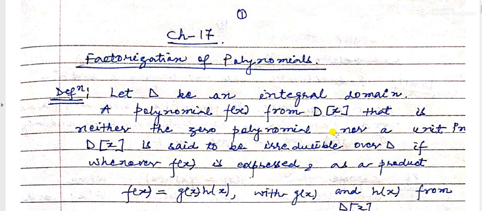Let's start algebra today. Let's study algebra today from Gallian. Let's begin chapter 17, factorization of polynomials. So, first of all, we will study the definition.